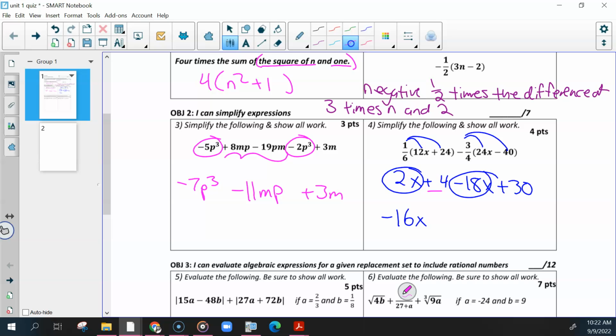And then plus 34. So the 4 points here were distributing correctly for this first set, distributing correctly for the second set, and then combining your x's correctly and combining your constants correctly. Do we have any questions about that one?